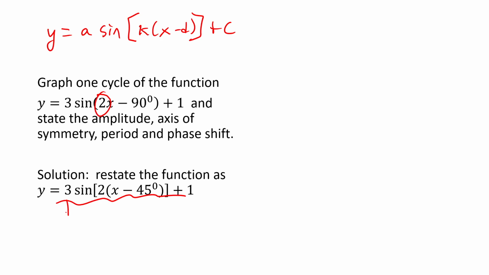Well, we can see right away our amplitude will be 3. Since we're dealing in degrees, as shown here, we can see that our period will be 360 degrees over 2. So our period will be 180 degrees. Our phase shift, since d is positive 45, because remember you change that sign inside the bracket, since d is positive 45, our phase shift will be 45 degrees to the right, and our axis of symmetry will be y equals 1.